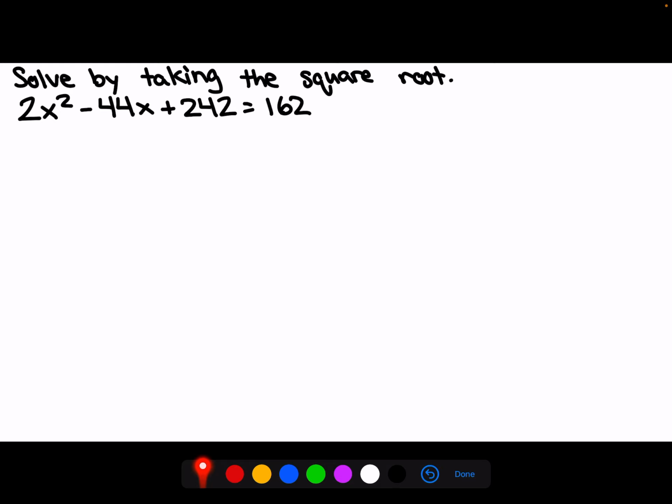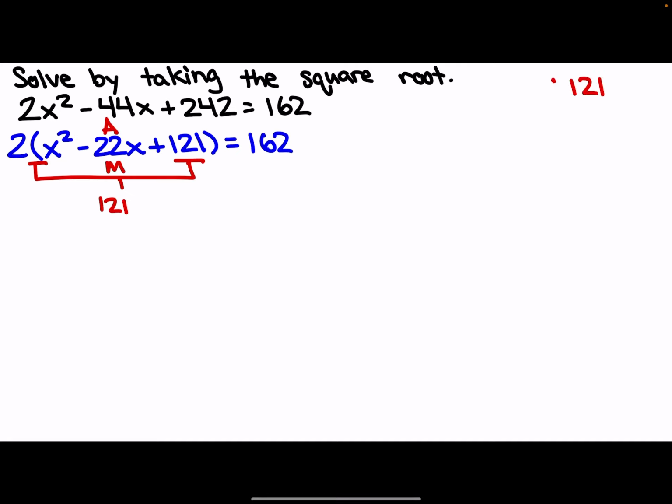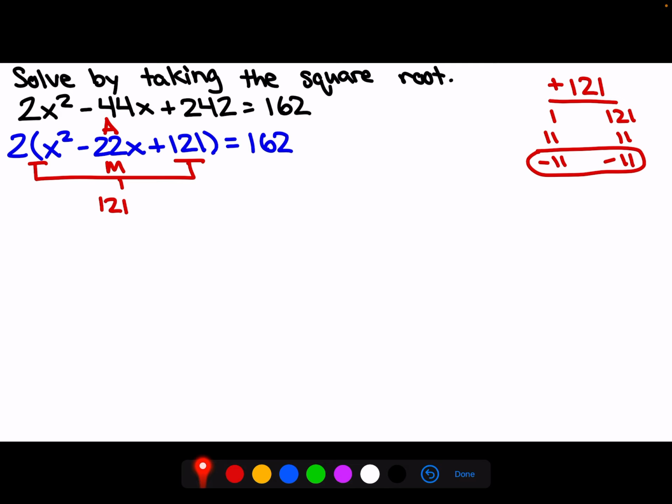All right, so looking at this, again, we start off by looking for the GCF between all three terms. Our GCF for this one, again, is 2, so I factor out a 2. That'll give me 2 times x squared minus 22x plus 121 equals 162. I take my a value, the number in front of x squared, inside the parentheses, which is 1. I multiply it by my c value, 121. That'll give me 121. So I look for numbers that add to be -22 and multiply to be 121. Those values would be -11 and -11.